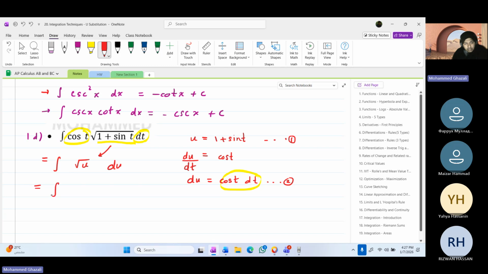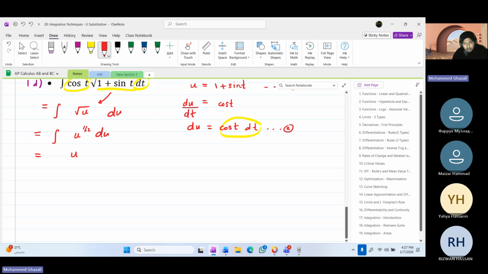Now we got, remember, root u is just u to the power half, power rule. And we're going to add 1 to the power. If you add 1 to the power, half plus 1 is 3 over 2. And you're going to divide it by 3 over 2, plus c. Now, 1 divided by 3 over 2 is 2/3. u is 1 plus sine t, to the power 3 over 2, plus c. Great. So that's my final answer.